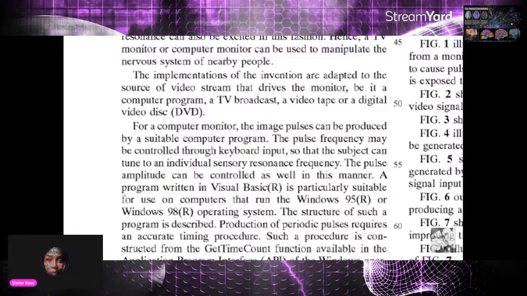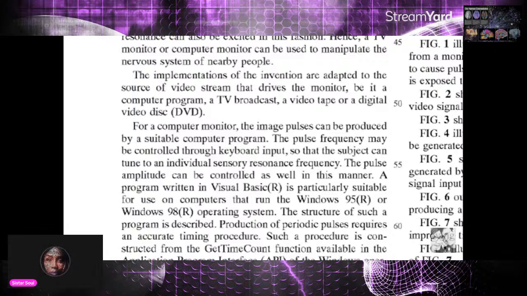Okay, either way, the implementations. I'm going to start here. The resonance can also be excited in this fashion. The computer monitor can be used to manipulate the nervous system of nearby people. The monitor, which would be a television, LED lighting. I've talked to you guys before about the LED lighting being able to pick up a frequency or sequence. You can literally be monitored. That means what? They can hear you through the lighting system. I think people may have heard me say this and think, oh, that sounds crazy, but I'm going to show you today.